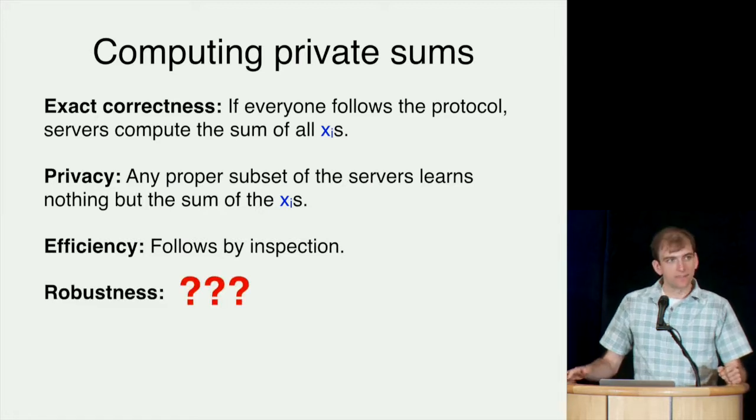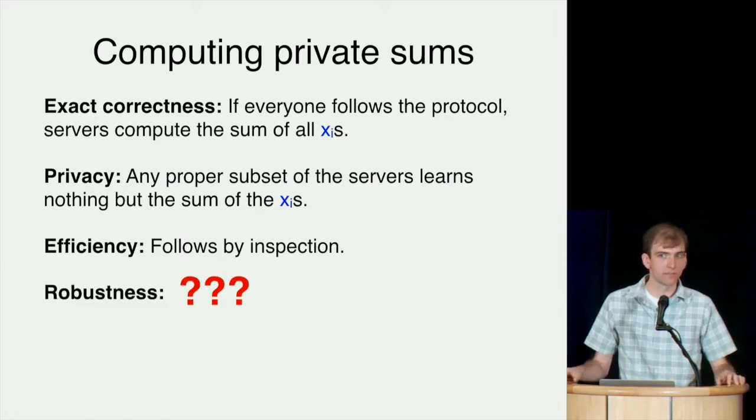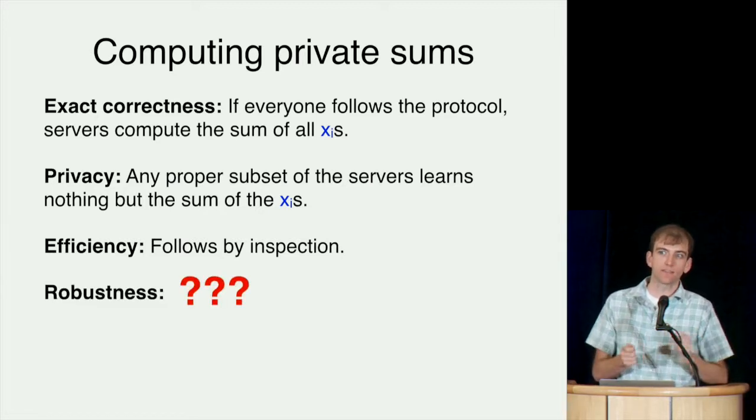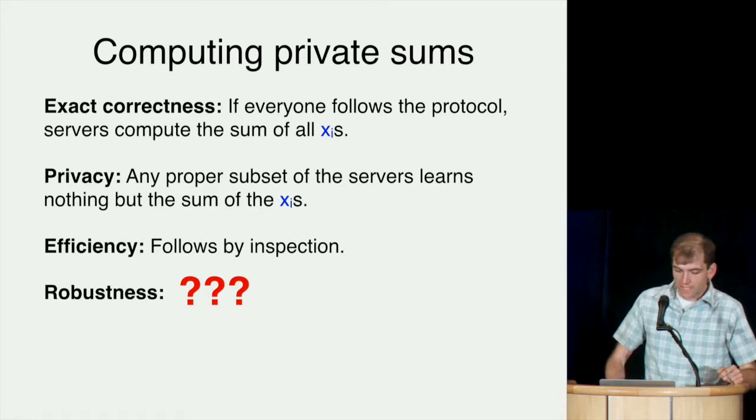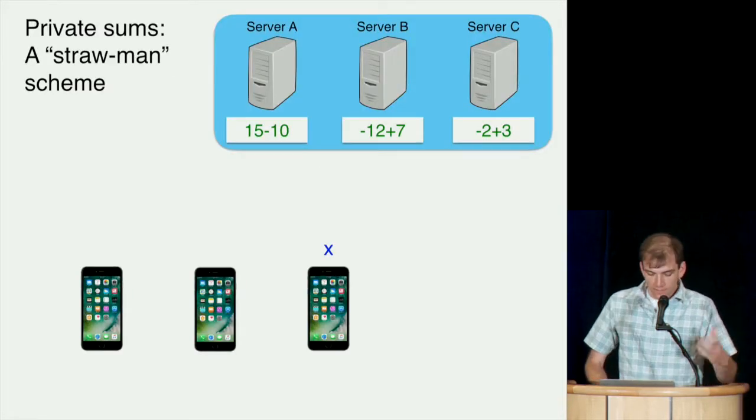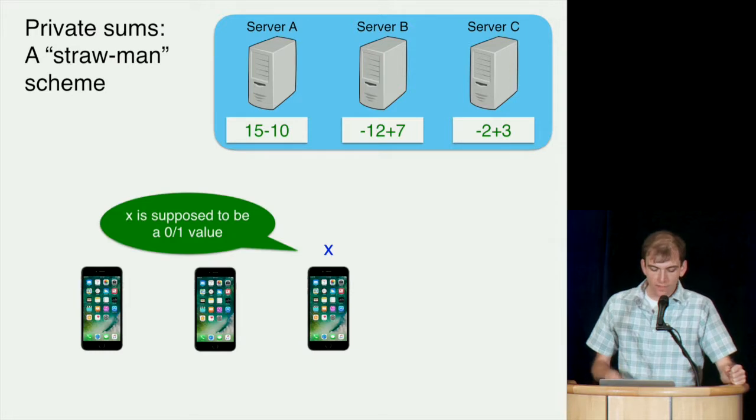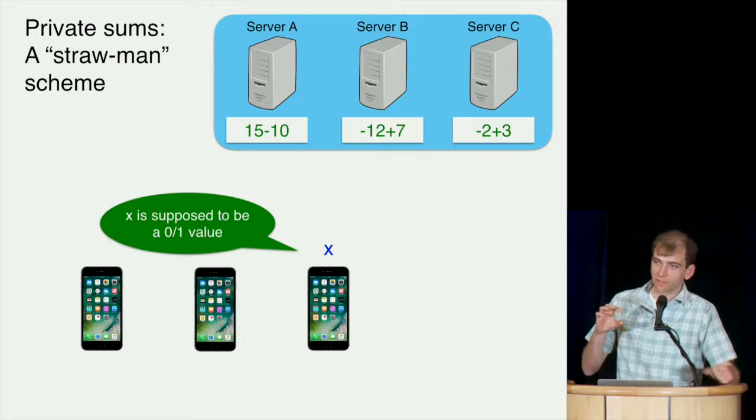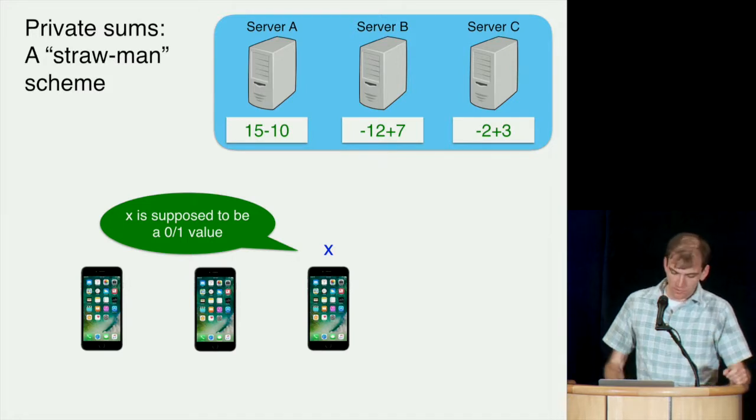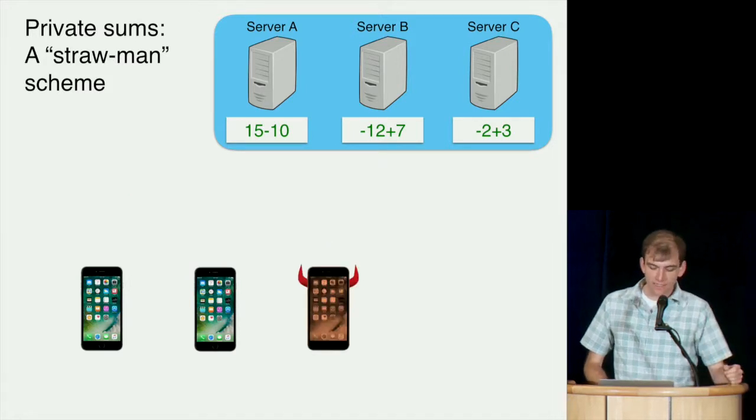The problem is that it's not robust against malicious clients. So remember, we wanted to defend against clients that did the wrong thing. And this simple scheme doesn't have that property at all. Remember, the value the client's sending is supposed to be a 0-1 value. Either you're on the Bay Bridge or you're not on the Bay Bridge. But a malicious client can do whatever it wants, right?